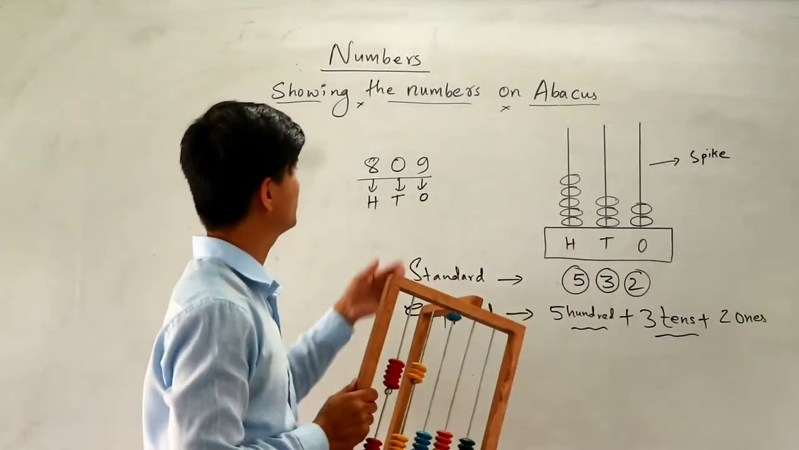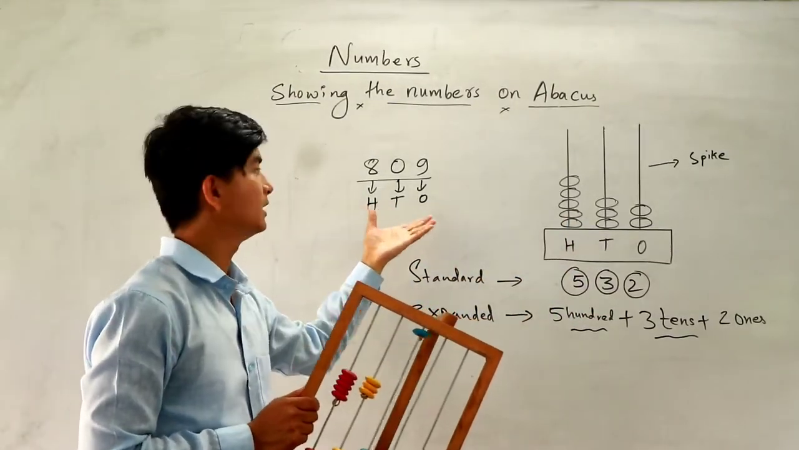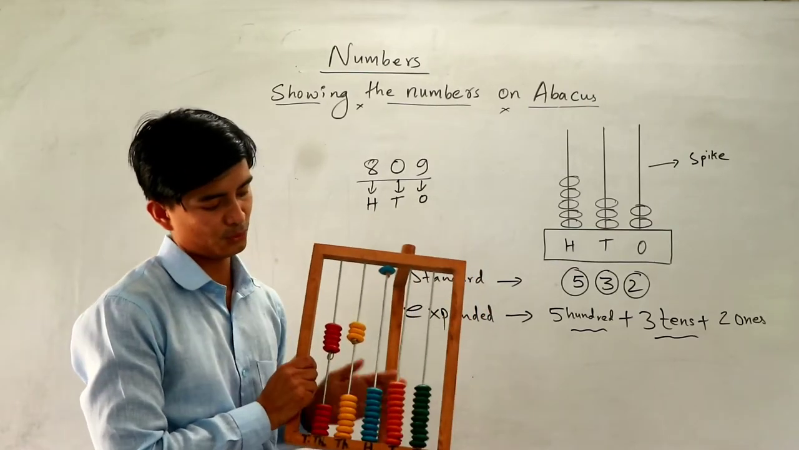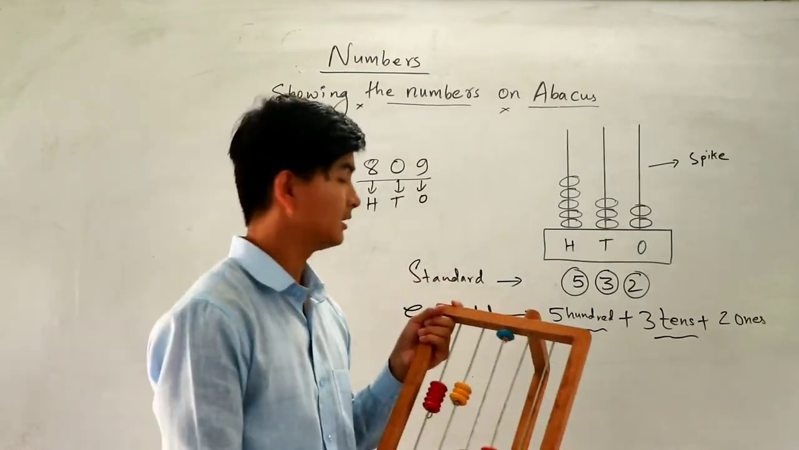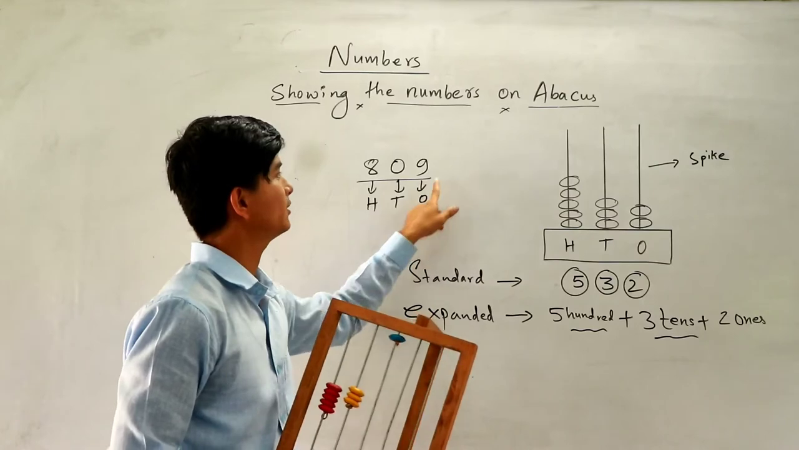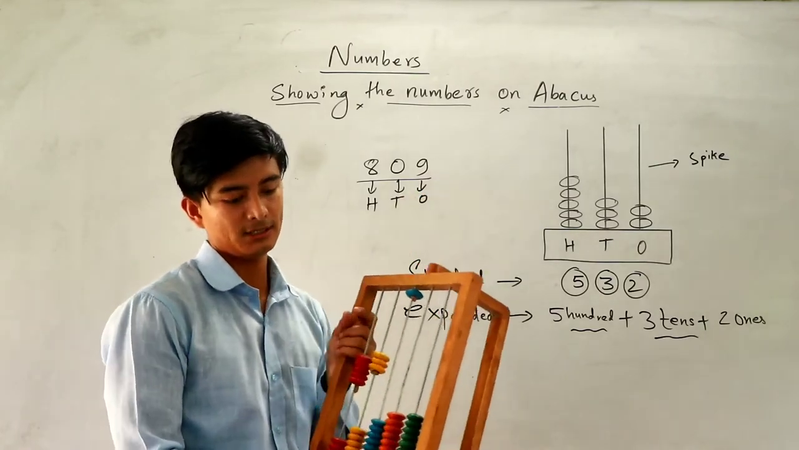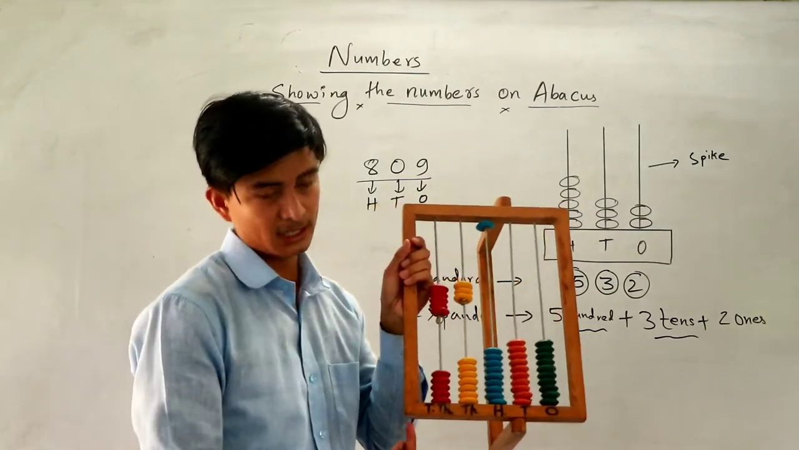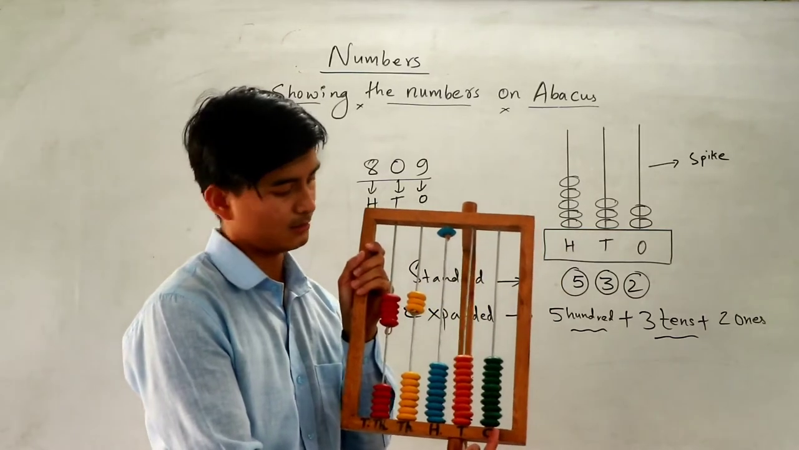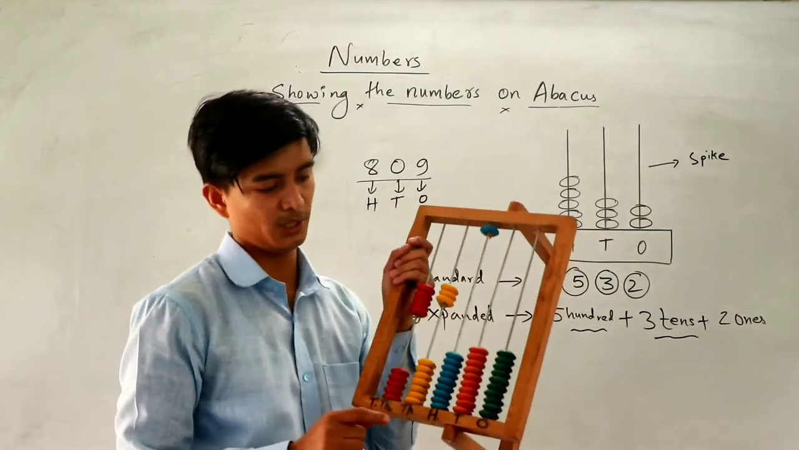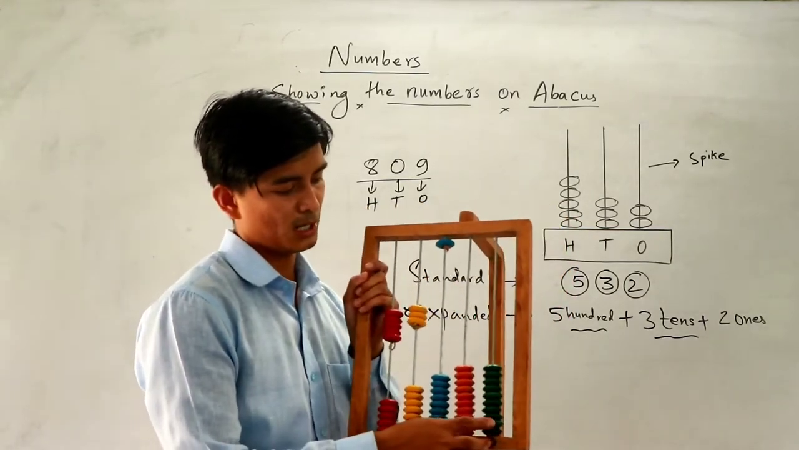Okay, now I have given you here 809. So this number we have to show here in Abacus. So first in 1 place we have got 9, right? So 1 place, where is our 1 place? This is our 1 place. So we have to show 9 bits. So first count it.